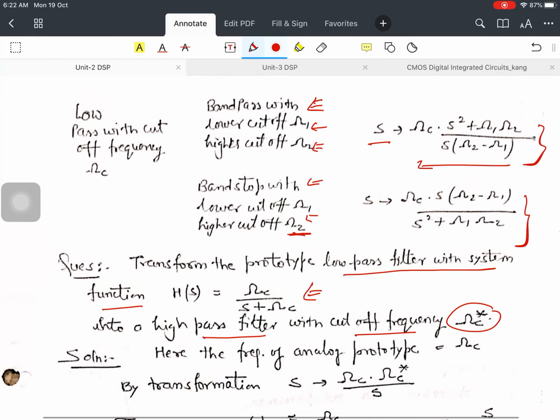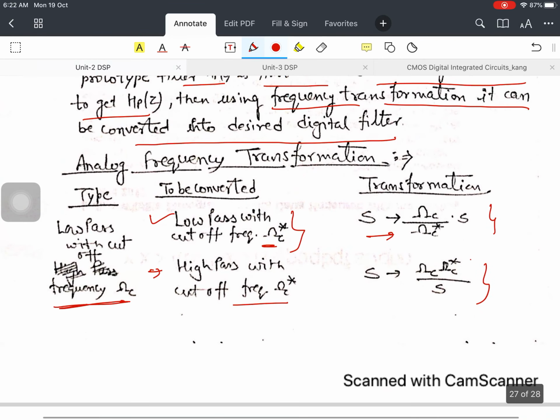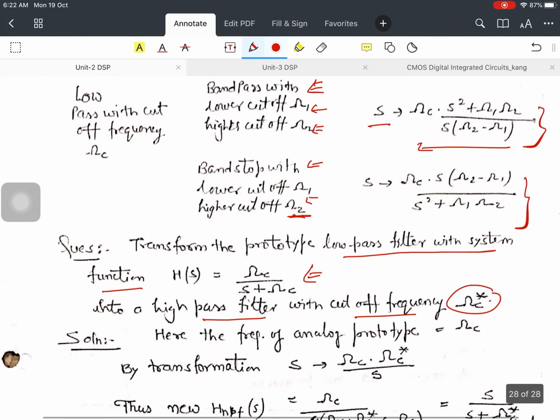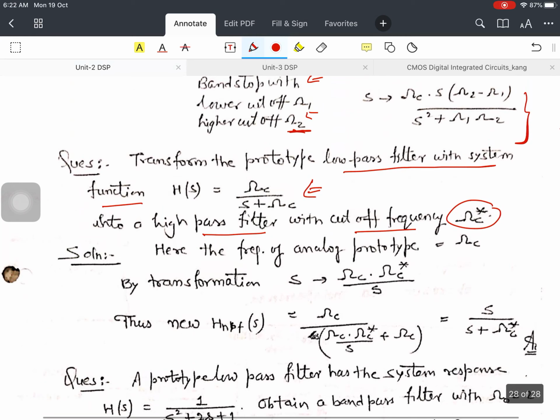Okay, so for the high pass filter we have already seen that S is going to be replaced with Ωc into Ωc star upon S. So we can easily do this. The analog cutoff frequency is given as Ωc. In the transformation, what will we replace? S is going to be replaced by Ωc into Ωc star upon S.